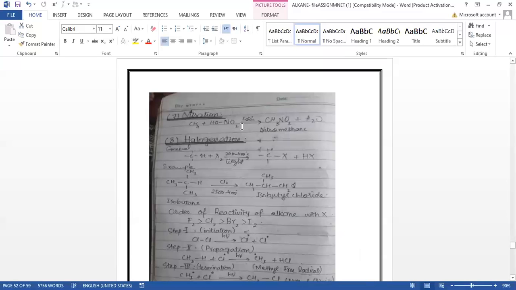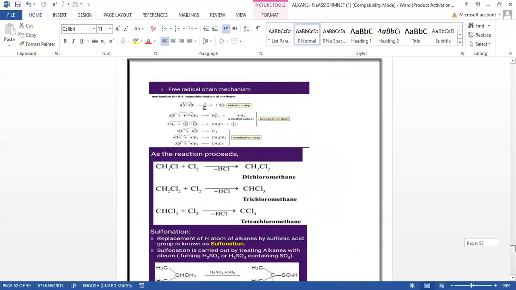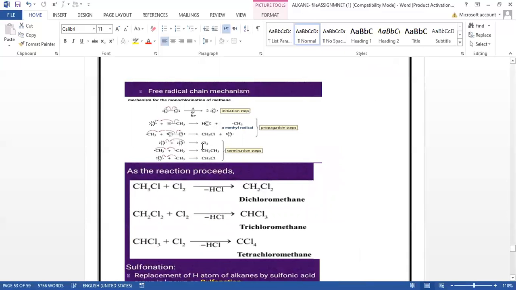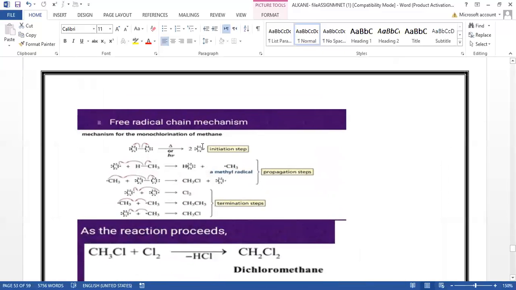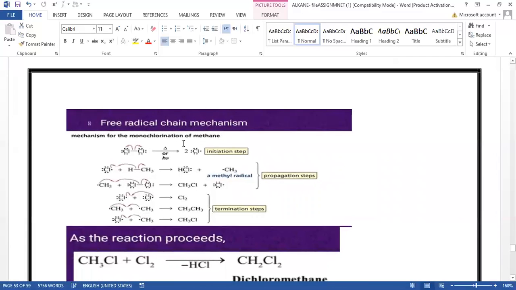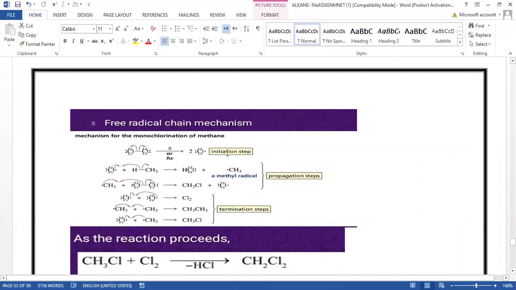In the seventh, there is nitration, in which a nitro group is introduced into the methane and we get nitromethane. In halogenation, a halogen is introduced into the alkane and we get an alkyl halide. This is the free radical mechanism, which has three steps: initiation, propagation, termination.